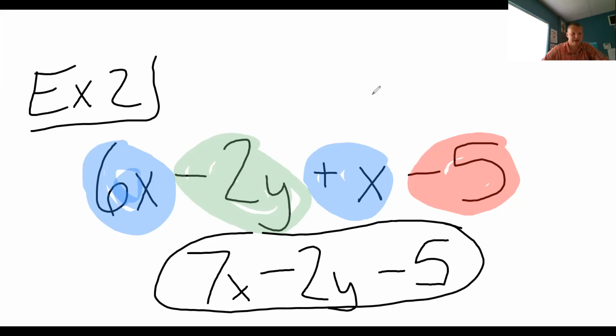So for my coefficients, I would have, in blue, 6. In green, I have -2. And then I would also have a +1 for the x. And then my only constant would be a -5.